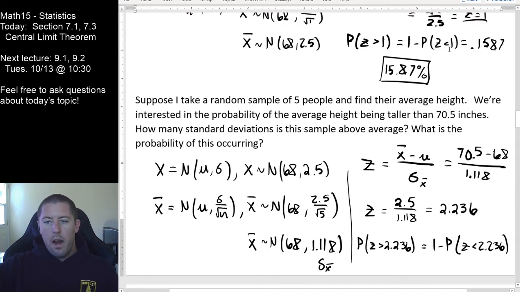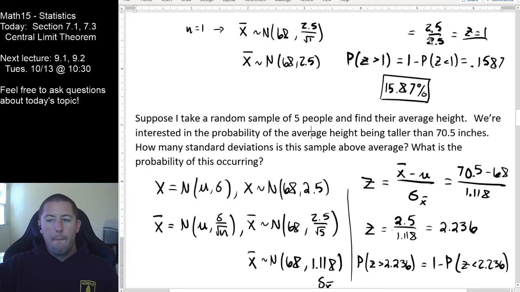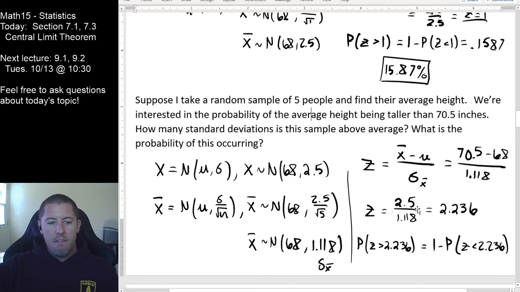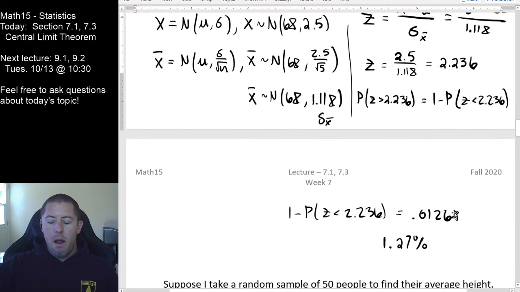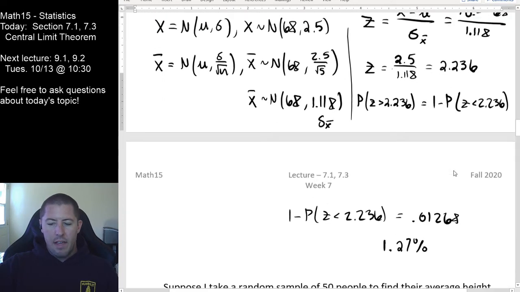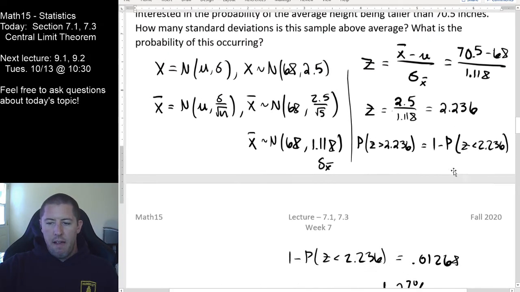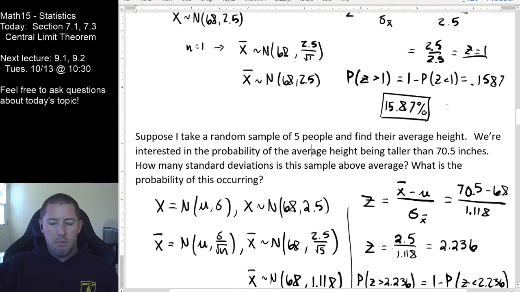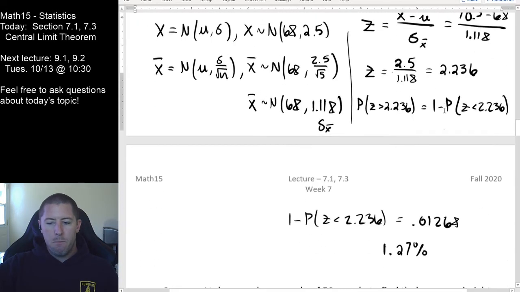So what we're seeing here is that where being 70.5 inches for one person is that one person being one standard deviation away from the mean, we're now seeing that 5 people's average height being 2.5 inches above average is actually more representative of about 2.25 standard deviations above average, because it's harder for 5 people to collectively deviate in the same direction. When we computed this probability, we found that there was only about a 1.27% chance of seeing 5 males randomly selected having an average height of at least 70.5 inches. So it's much, much less than the 15.87% associated with just one person right there.